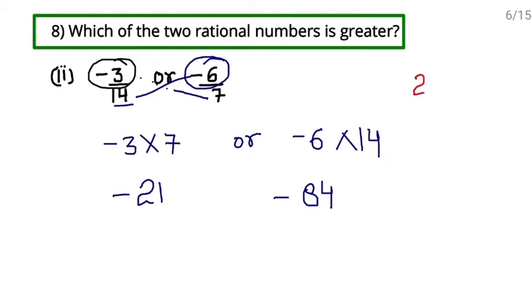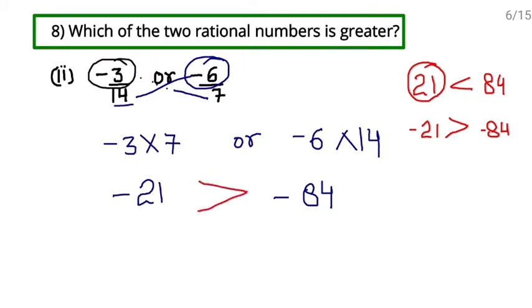If you see 21 and 84, 84 is greater than 21, but if a minus sign comes with both these numbers, the smaller number, which was 21, will become the greater number, right? With negatives, the smaller becomes greater. So here this minus 21 will be greater. It means this rational number will be greater. Minus 3 upon 14 is greater.